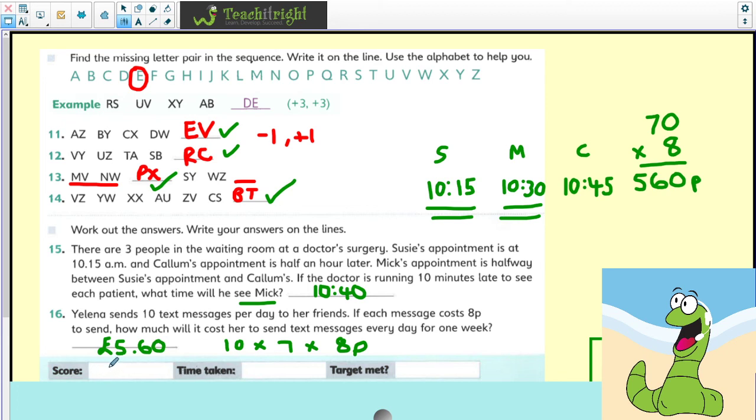So again, put your score out of 16 down the bottom. How long did it take you? You might have done that one in maybe 8 minutes or so. And did you meet your target?